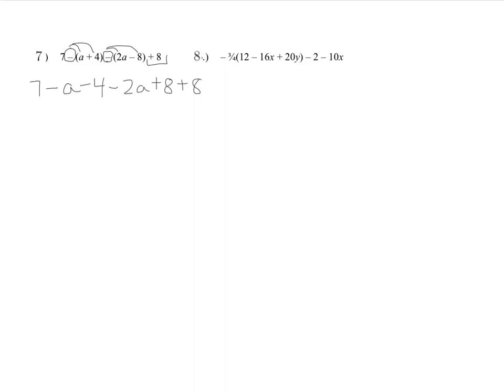And so now combine your like terms. So I've got here negative a and negative 2a. The negative a is like a negative 1a. Negative 1a minus 2a is negative 3a. And then I'm going to combine my constants. So I've got 7 minus 4 is 3, and 3 plus 8 is 11, plus 8 is 19. So I get negative 3a plus 19.